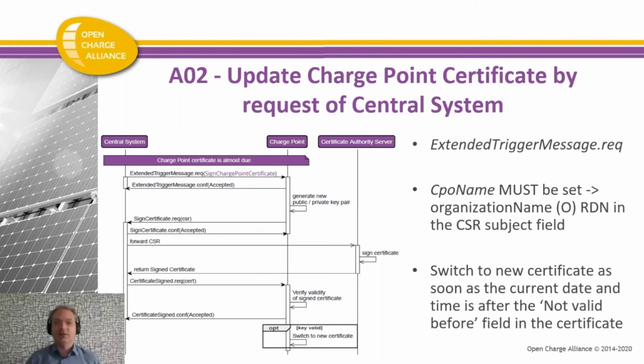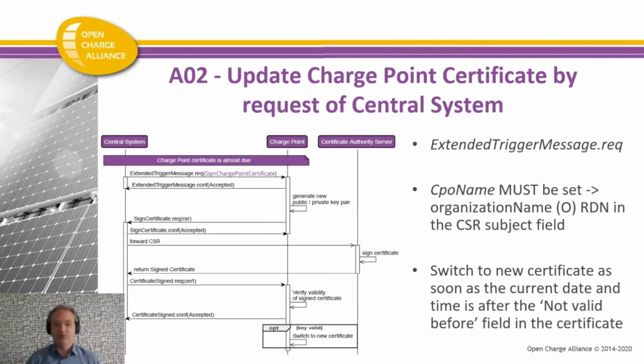And once it has a signed certificate, it can send the signed certificate back to the charge point, and there's a separate message for that. It's called certificate signed.req. As you can see here, it's sent to the charge point. The charge point first has to verify that it's a valid certificate, and then it has to respond with accepted. And once the certificate becomes valid, the charge point has to switch to the new one.